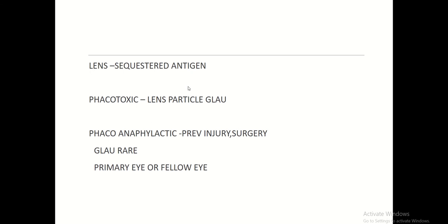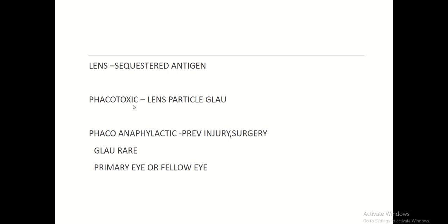So what is the reason why you have so much of a reaction? The lens is a sequestered antigen, and your body is not exposed to the lens when you are developing. So once this antigen is exposed in the later stages, the body mounts a severe inflammatory response against this antigen, and that is why you are having so much of a reaction to the lens particle.